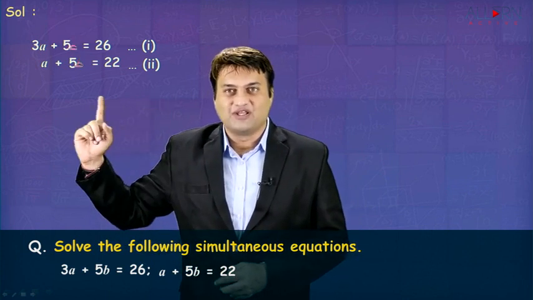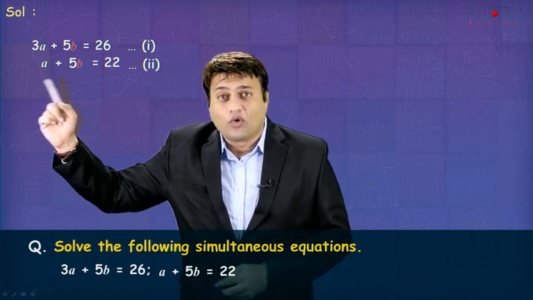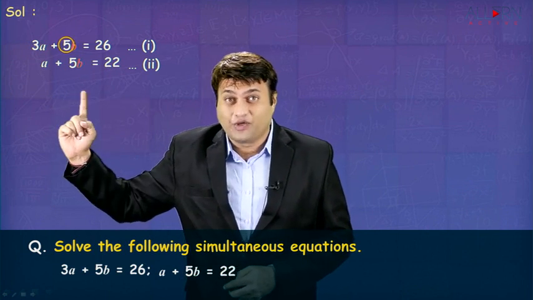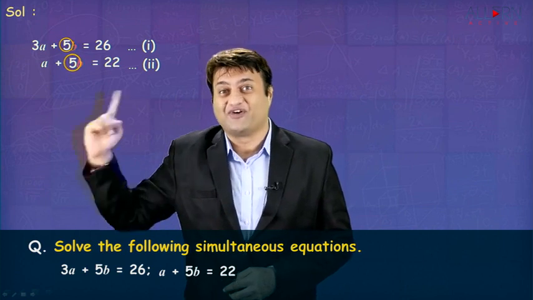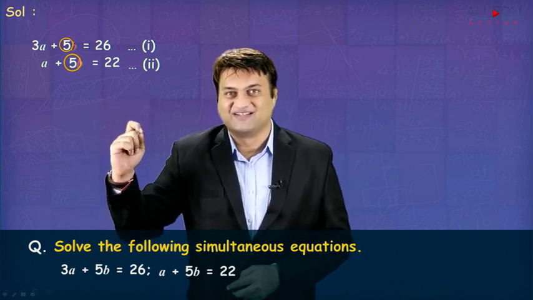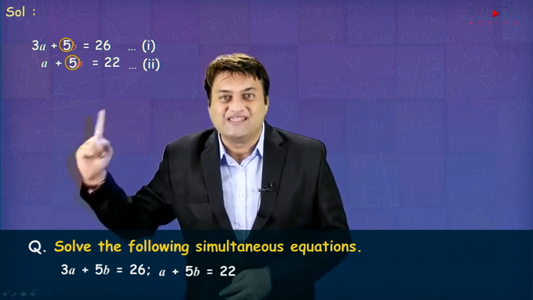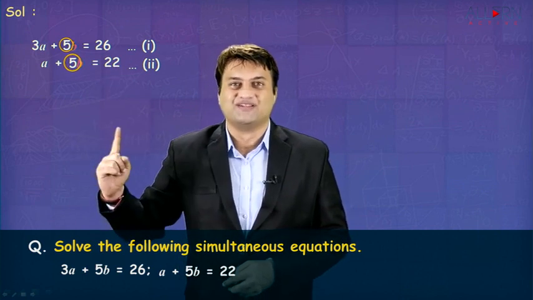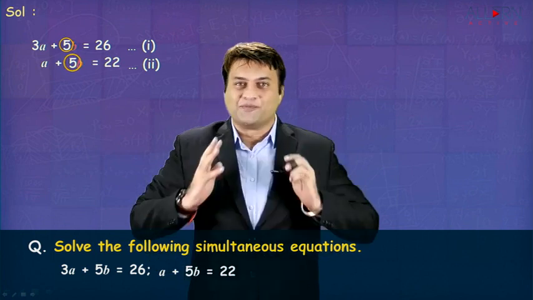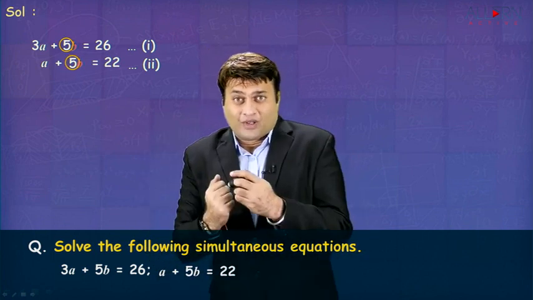Now look at the coefficients of variable b. In the first equation, the coefficient of variable b is 5. In the second equation, the coefficient is 5. So as far as the variable b is concerned, the coefficient is equal in both the equations, so we can conveniently eliminate the variable b because the coefficients are equal.